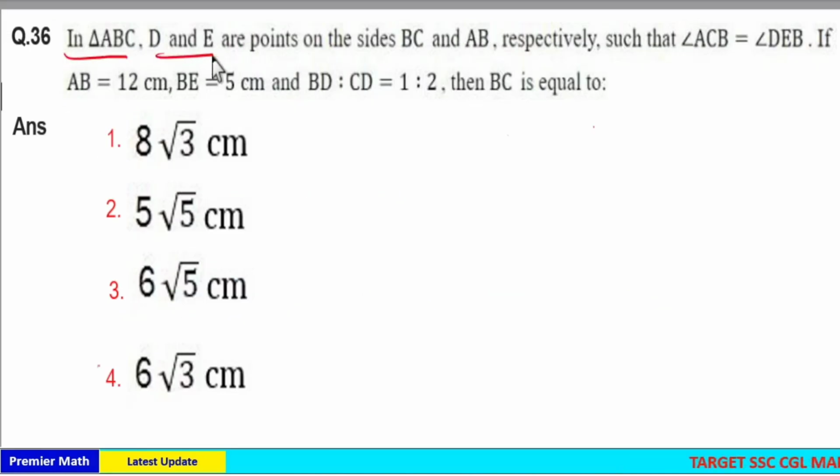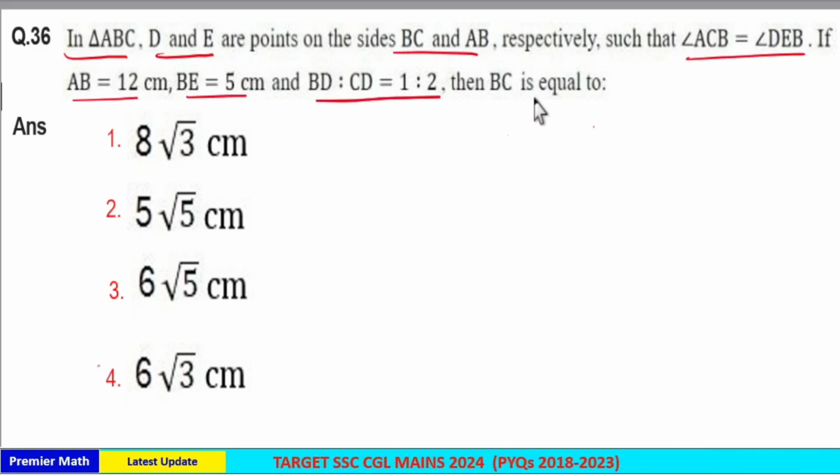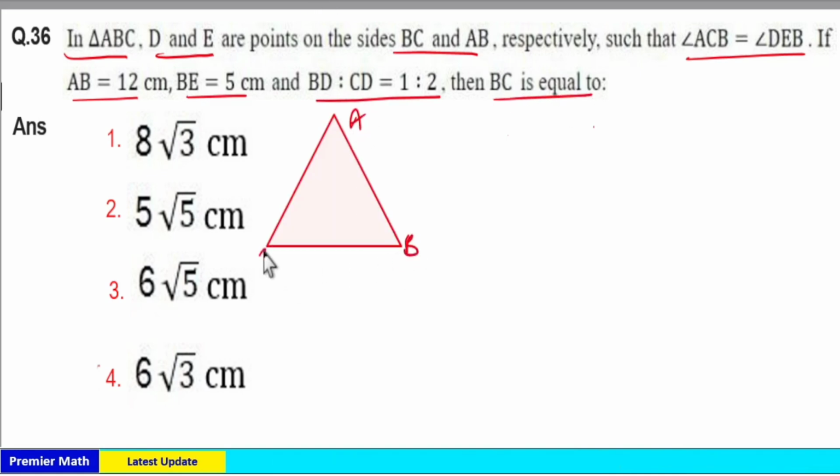In triangle ABC, D and E are points on side BC and AB respectively such that angle ACB equal to angle DEB. If AB is 12, BE is 5 and BD to CD is 1 is to 2, then BC is equal to, here this is triangle ABC and D and E are points on side BC and AB. Now join DE.